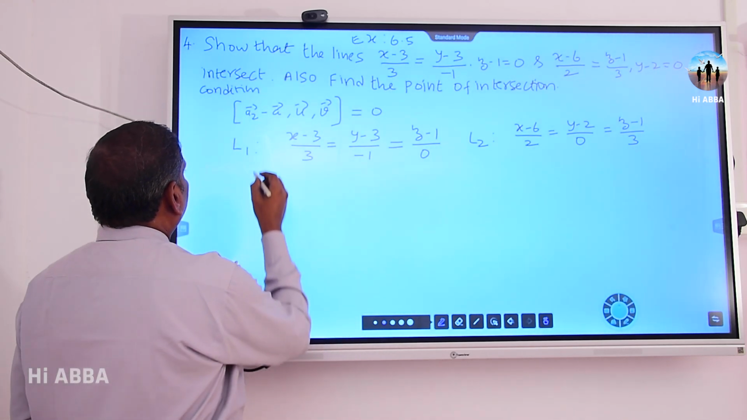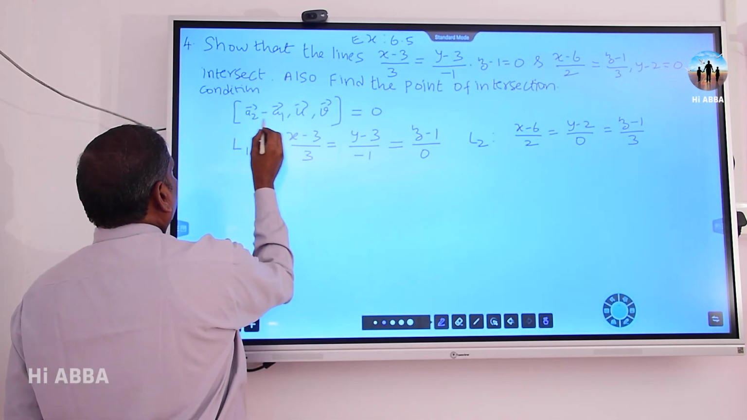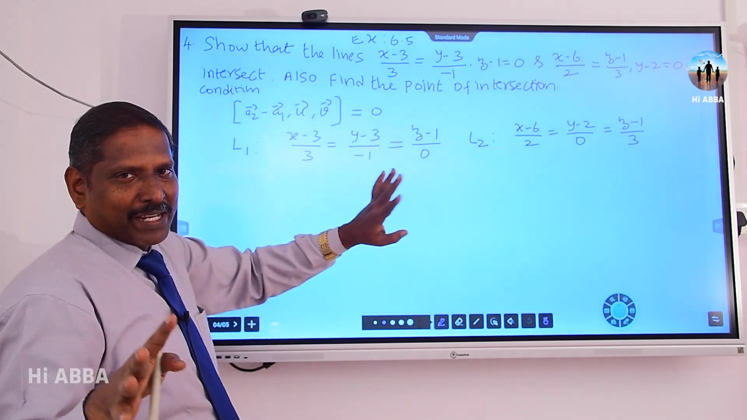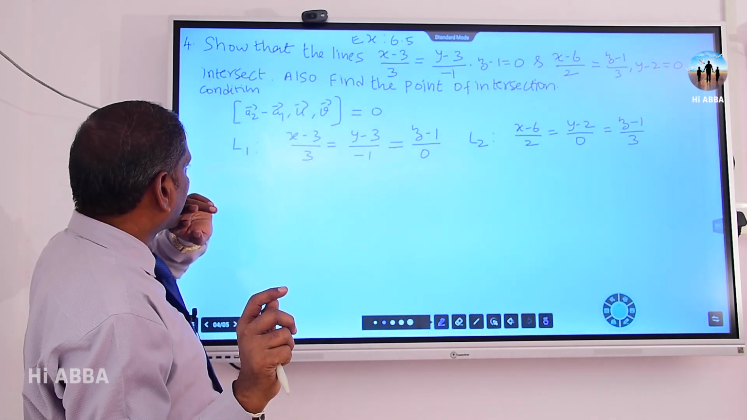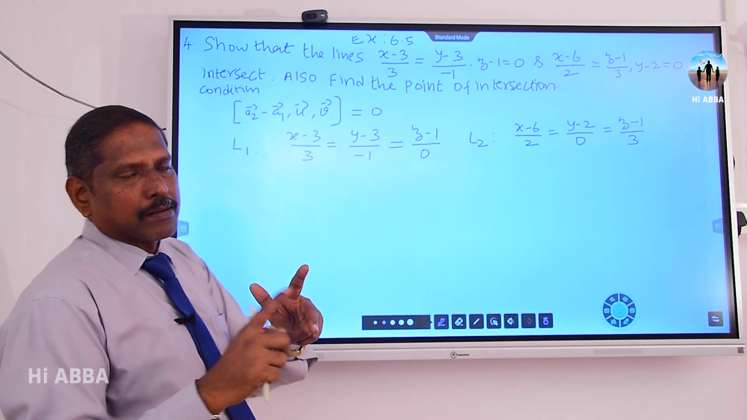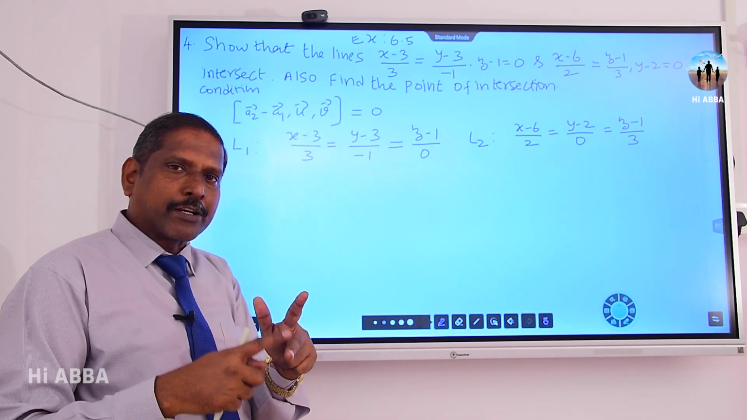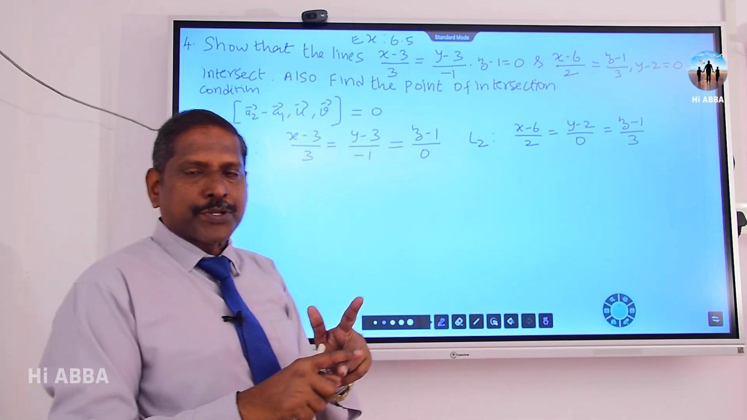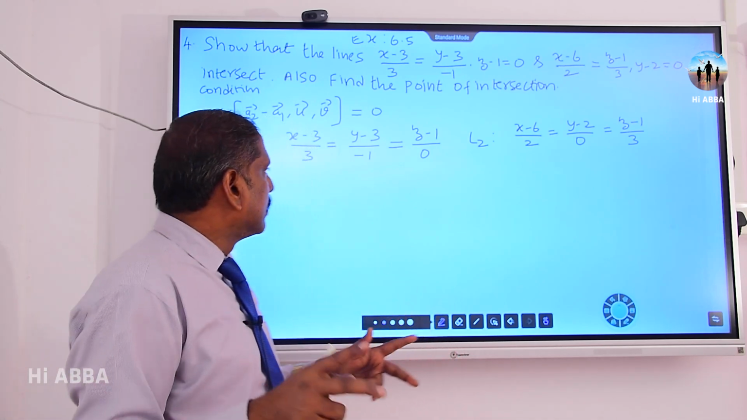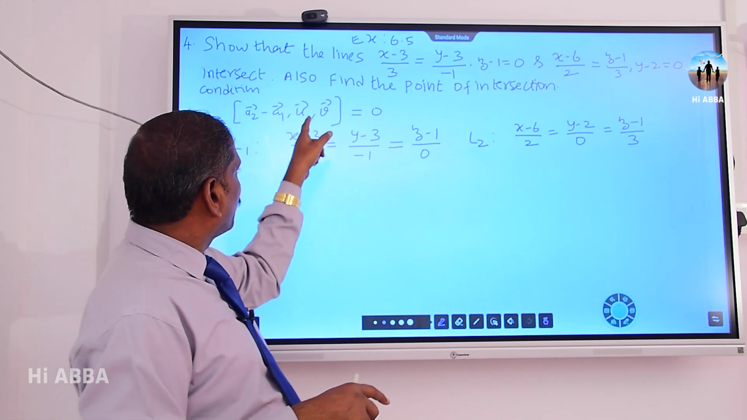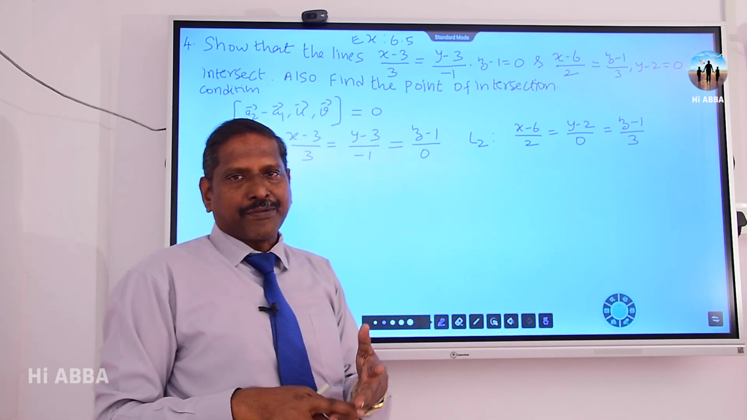Now you should know who is a1 vector, a2 vector, u vector and v vector. That identification is important. a1 vector is the position vector of a point on the first line, and a2 vector is the position vector of a point on the second line. u vector is the direction ratio of line 1, and v vector is the direction ratio of line 2.